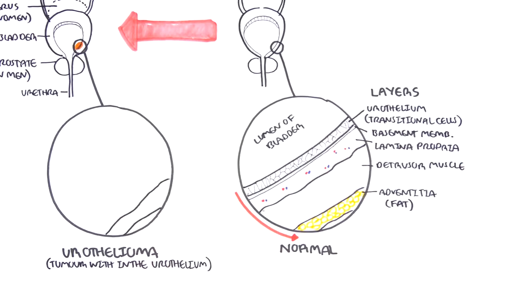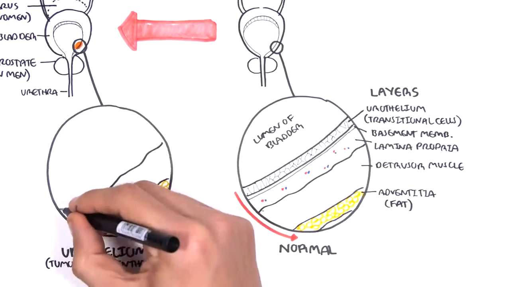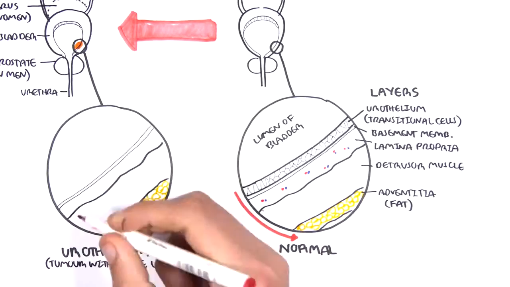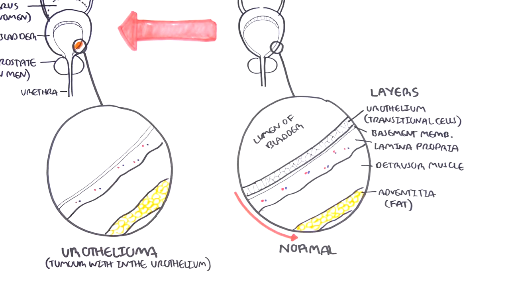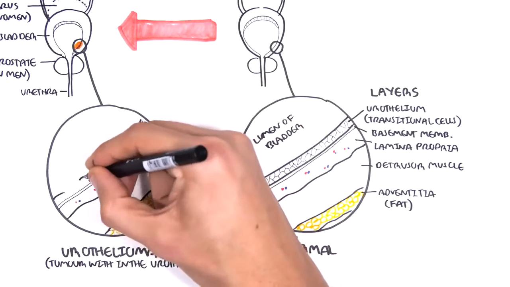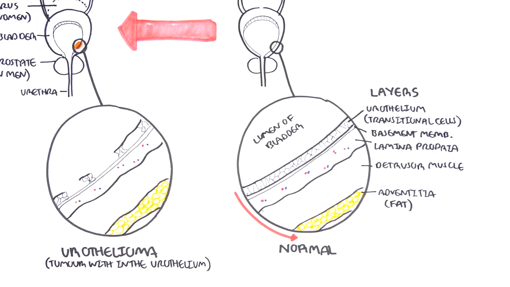The cells within the urothelial layer, which are made up of transitional cells, can evolve and mutate due to several factors, and this will lead to abnormal cells and then progress to urothelioma or transitional cell cancer.